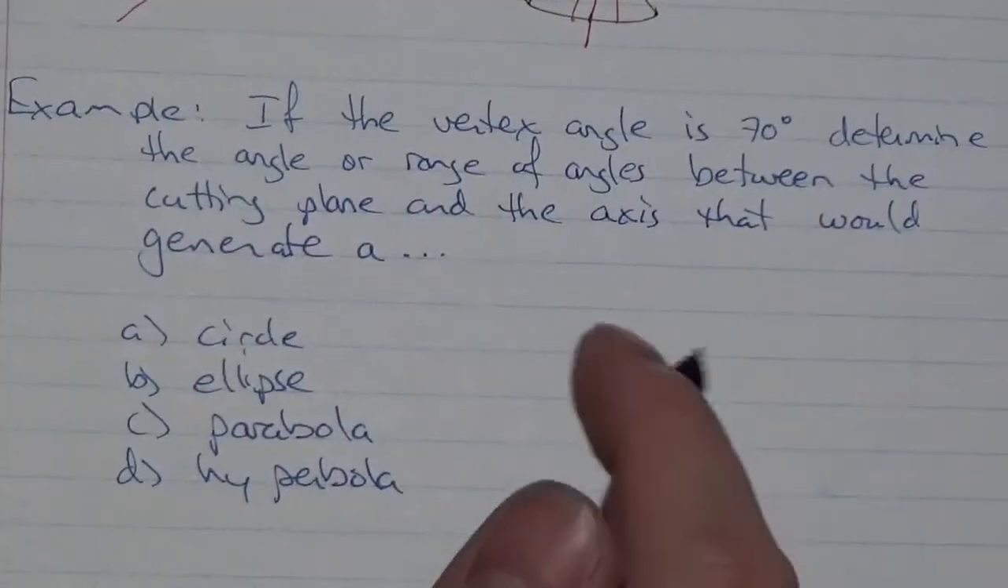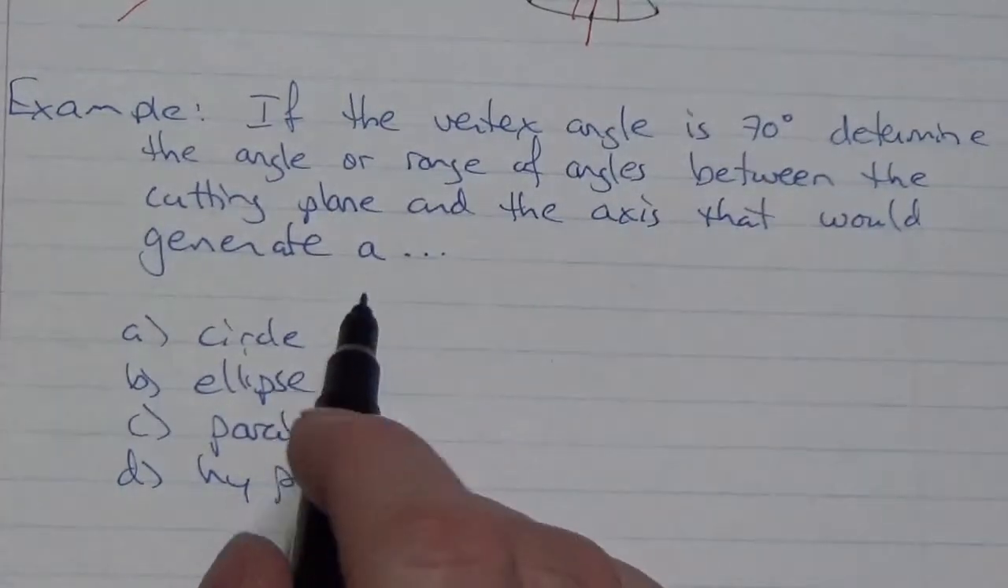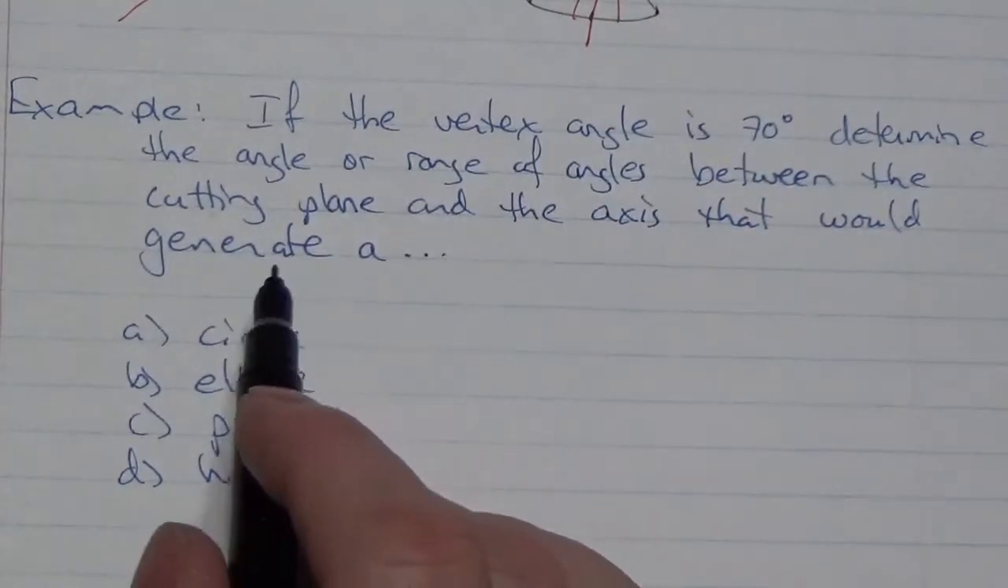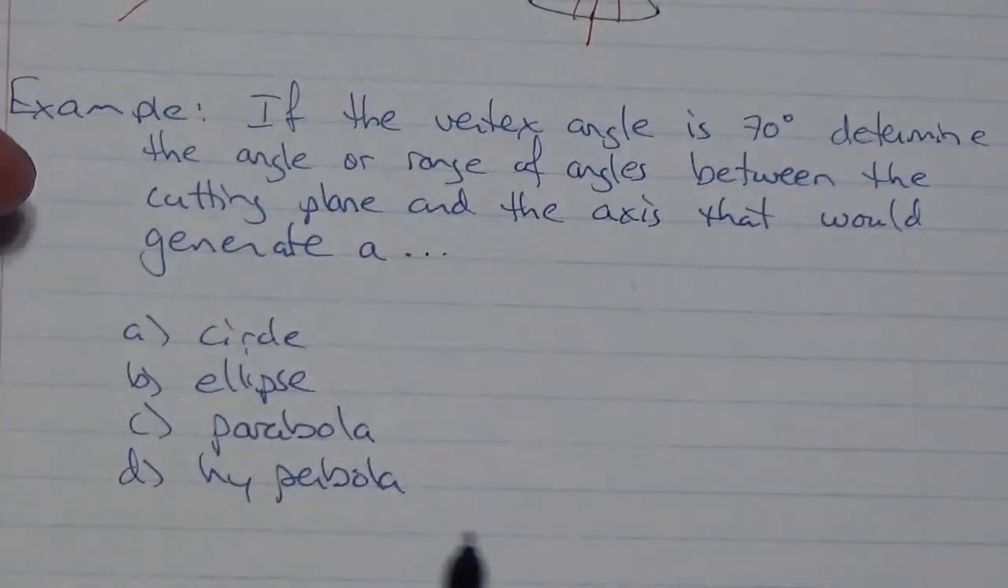Okay, so in this question we read that if the vertex angle is 70 degrees, determine the angle or range of angles between the cutting plane and the axis that would generate, and then we just list our primary conics here: circle, ellipse, parabola, and hyperbola.